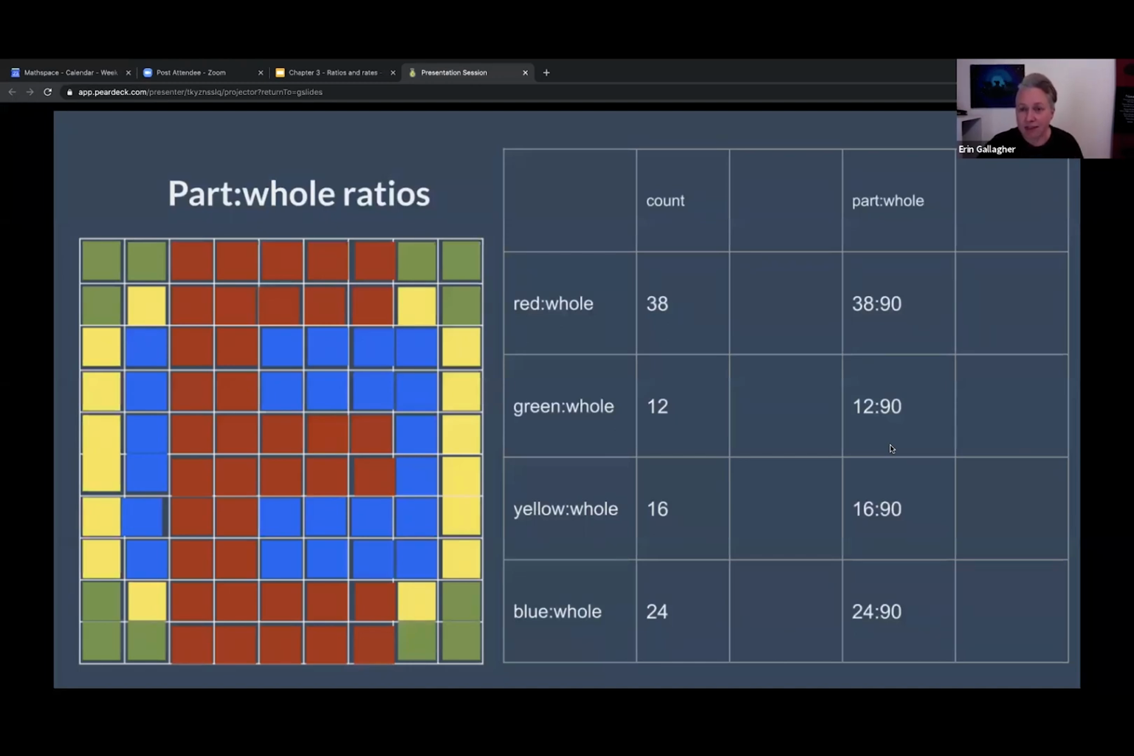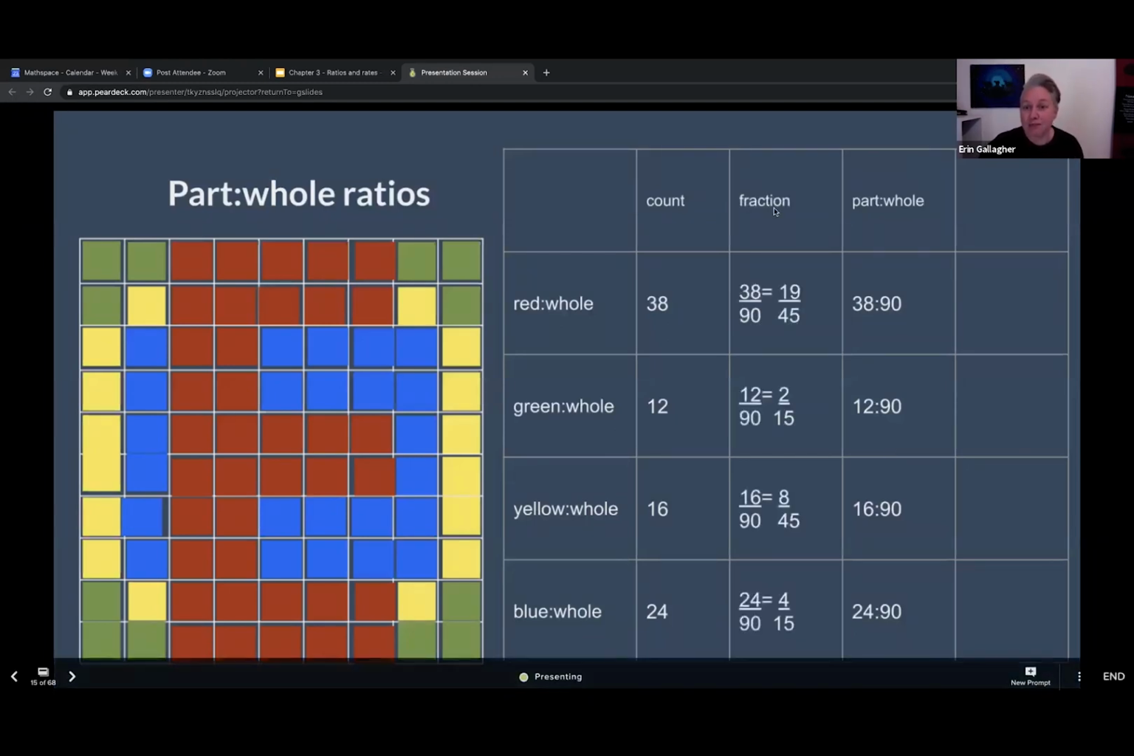Now, there's a tricky thing here. They are exactly the same as the fractions that we had. So indeed, most fractions are actually part-whole ratios. The fraction that is red was 38 of the 90, and that is exactly the same as our ratio of red to the whole, 38 to 90. The other neat thing is that because we can simplify fractions, we can also simplify ratios. So when I simplify the ratio 38 is to 90, I get exactly the same answer as if I had simplified the fraction, 19 is to 45.